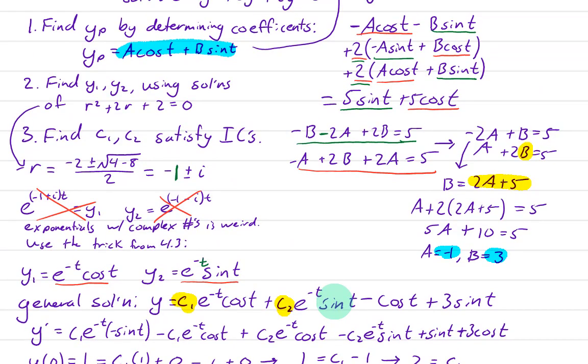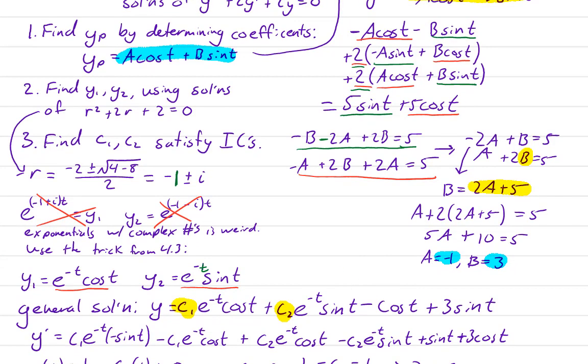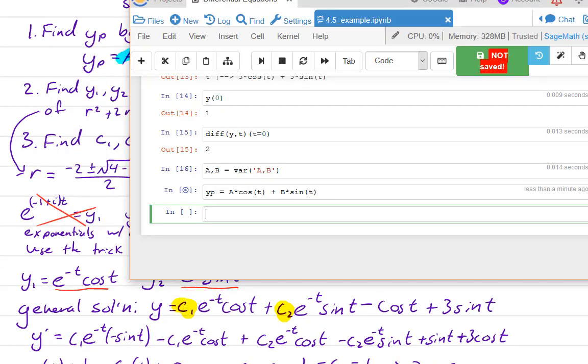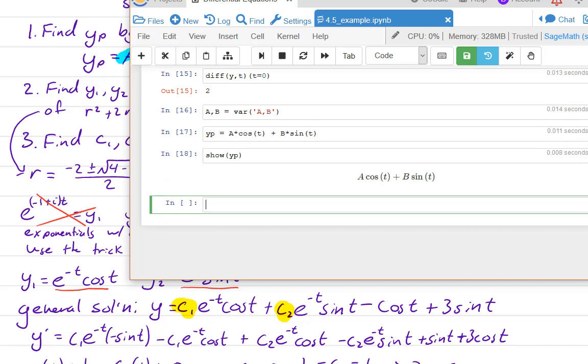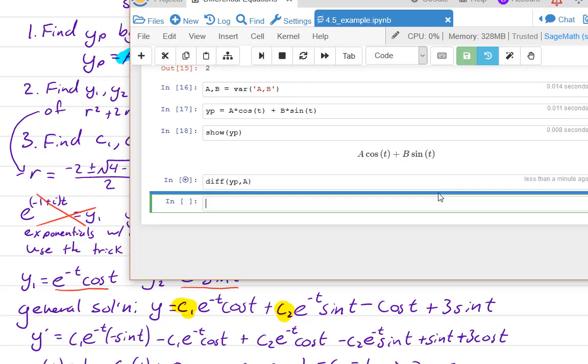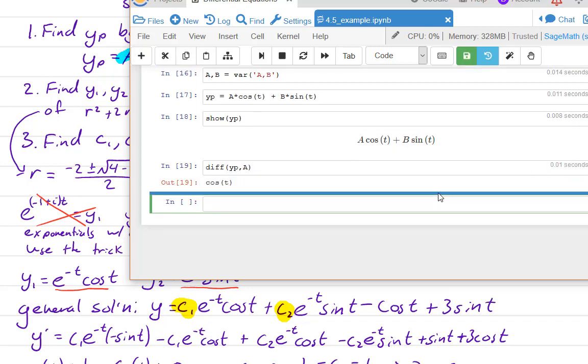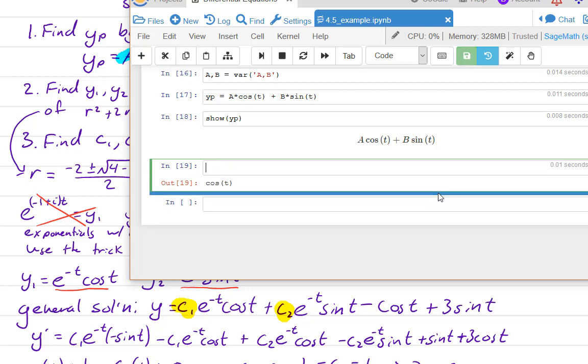That was the original a cosine t plus b sine t. And then based on that, that function yp is now really a regular old function of t, and Sage doesn't really know the difference between the variable a and the variable t. So by the way, if you did want to do something like take the derivative of that yp with respect to a or something weird like that, you could, and it will give you that partial derivative. But that's not what we really want to do here.